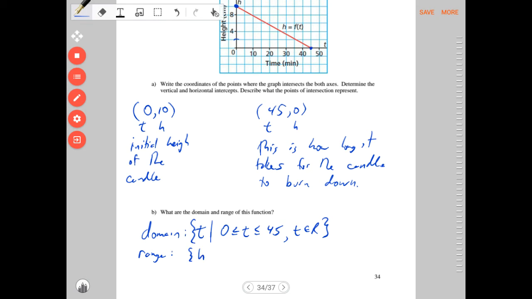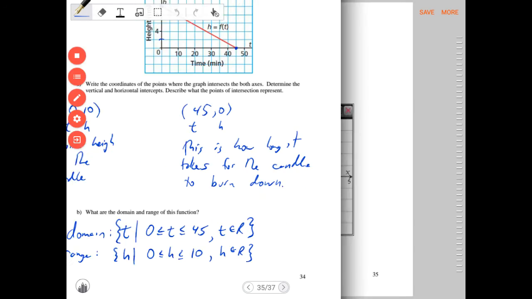Okay, the range is a height. So all the heights: our smallest height is 0, and our biggest height was 10. So at time 0, our height was 10. And h is also an element of the reals, because this is continuous. At any given time, I will have a certain height. So continuous data, h is an element of the reals. Okay, so that is that one.